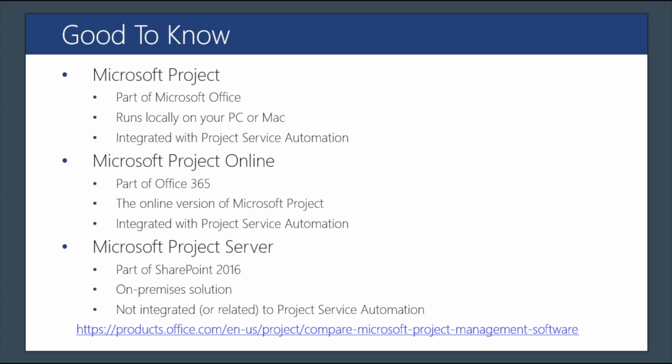There's Microsoft Project Online, which is part of Office 365 and basically the online version of Microsoft Project. And finally, we have Microsoft Project Server. Microsoft Project Server is part of SharePoint 2016. It's an on-premises solution, and it is not integrated or related to Project Service Automation. If you want to learn a little bit more about each one of these three, you can follow this link here on this slide when we send out this slide deck after this presentation.